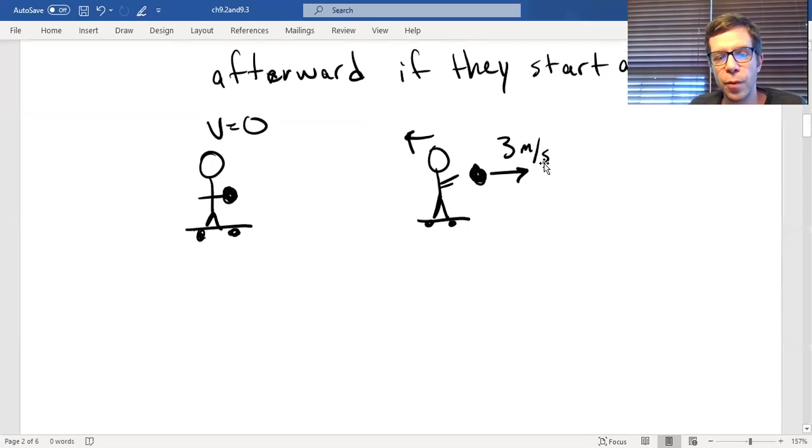So for this case, what we can do is just look at our conservation of momentum. We're assuming no friction here, and we're only looking at the ball immediately after release, so there's no external forces.